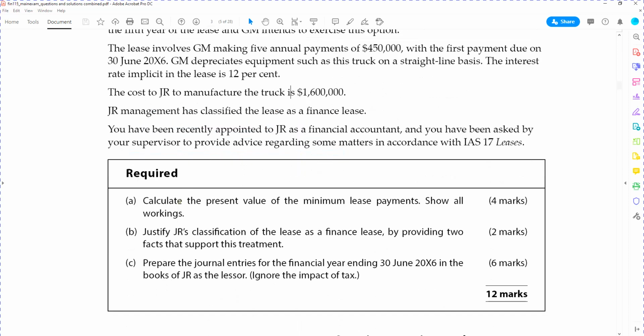Okay, so the first question, calculate the present value of the minimum lease payments. So what this means is, look at all the cash outflows that the business is going to have to make, and then add them all up, and then adjust for the time value of those payments. So for example, if there's a payment 5 years time, you need to make sure that that payment is reflected in today's dollars, because $1 today isn't worth $1 in a year's time or 2 years time.